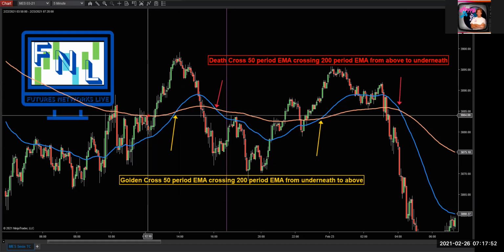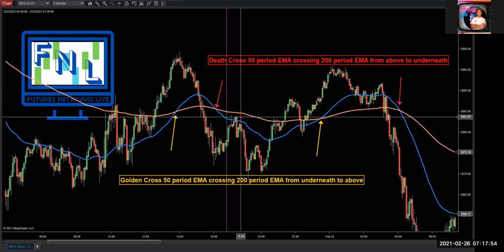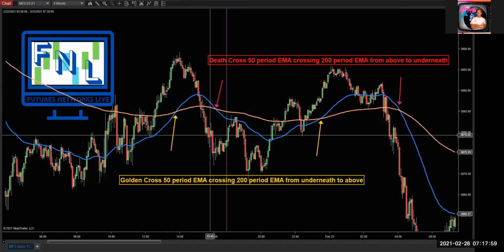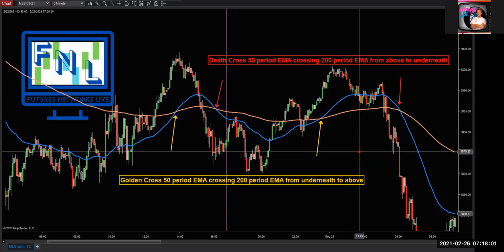and see if just trading with the trend, with the 200 period, works, or if you might want to use this death and golden cross as a way to become a more profitable trader.